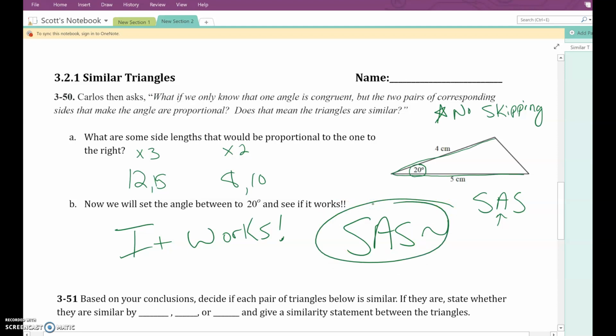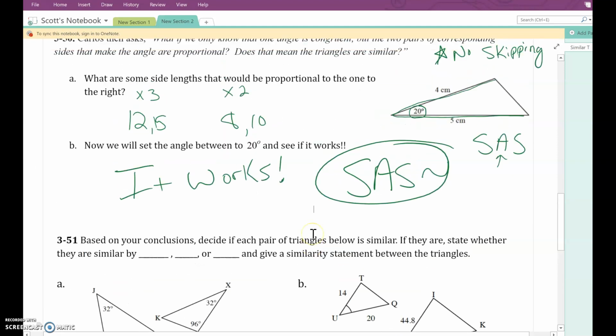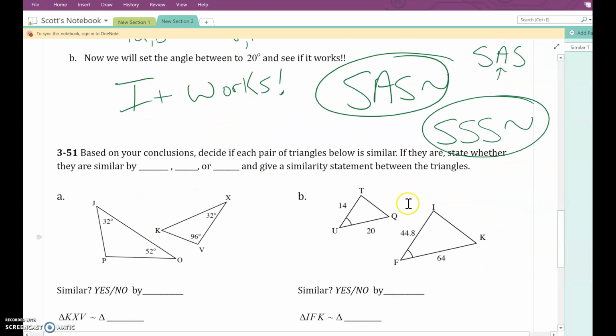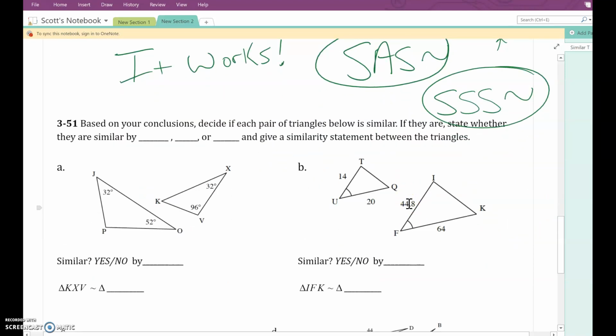We could do this one more time, but I'm going to save us some time. But it also works if you have all the sides. So you don't need to have an angle as long as you have all the sides. So I should see all these things on your paper. Based on your conclusions, decide if each pair of triangles are similar. If they are, state whether they are by side, angle, side, side, side, side, or angle, angle.